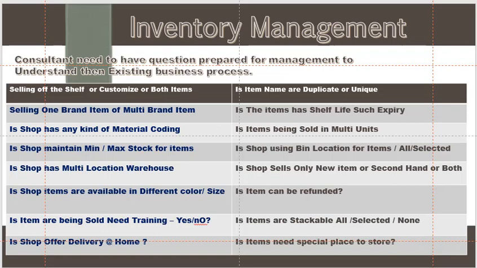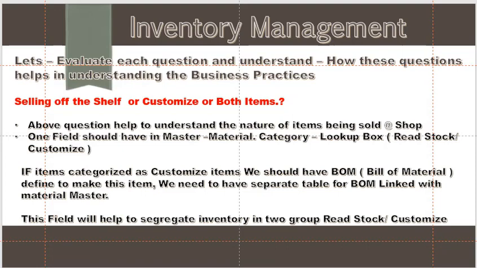Now let's go one by one. Let's evaluate each question and understand how it helps in understanding the business practice. The first is selling off-the-shelf or customized items. This question helps to understand the nature of the item being sold at the shop. One field we should have in the master is called material category, as a lookup box. It's a ready stock or customized stock.